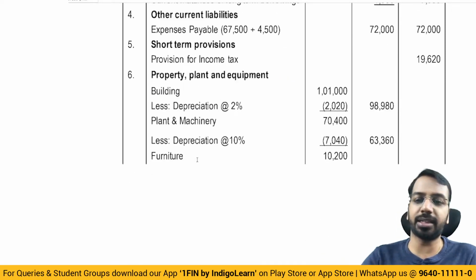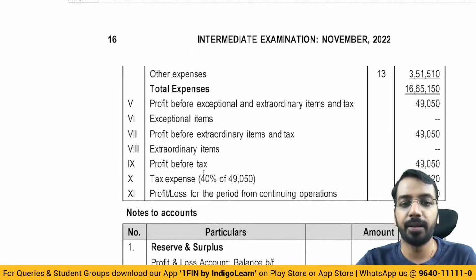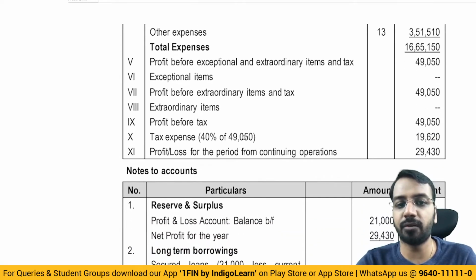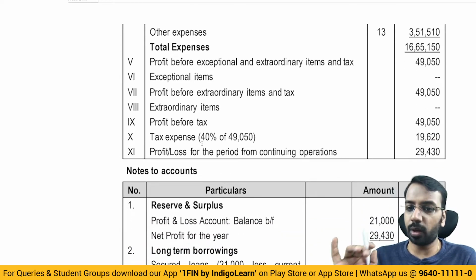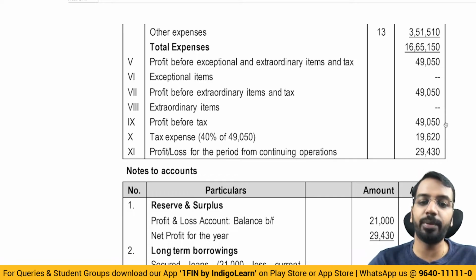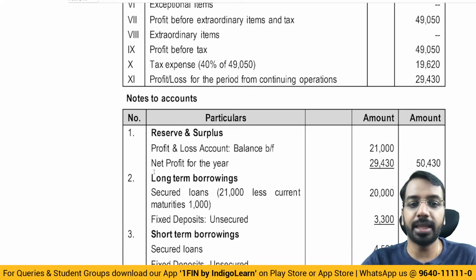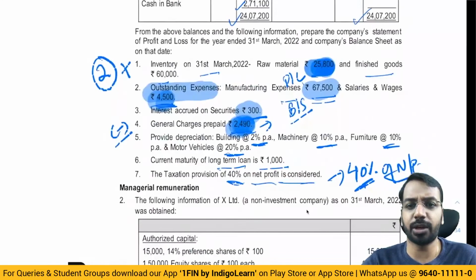And provision for taxation is 40% of your profit. So profit before tax is 49,050, tax is 40%. Now one good habit that a lot of you should have is, when you calculate tax expense, don't directly write the number, because you have to tell the examiner that you have calculated it as 40% of this number. Only then you will be awarded marks, because this is also like a working thing. Okay. Then reserve and surplus, balance is carried forward, and then that's it. Very simple question, I would say.